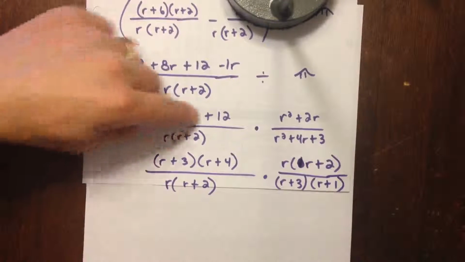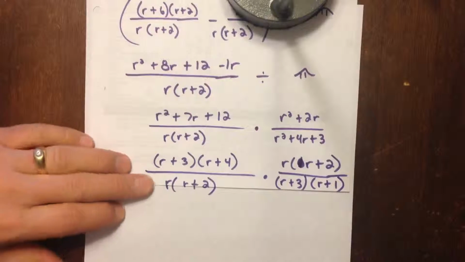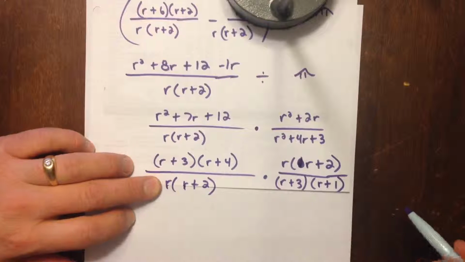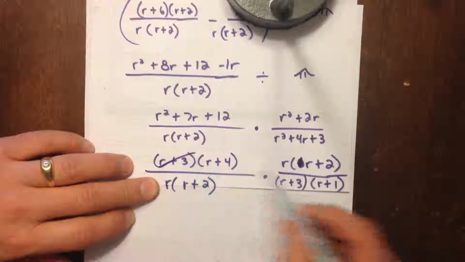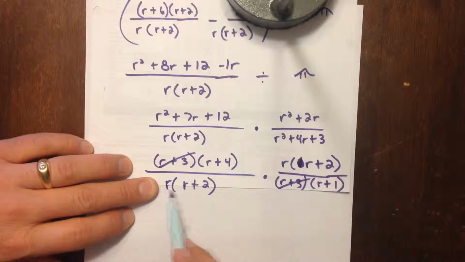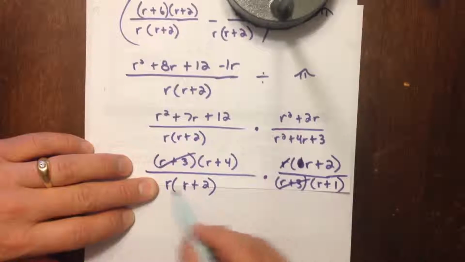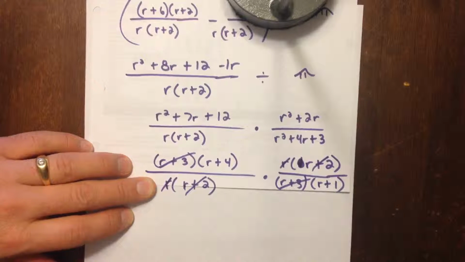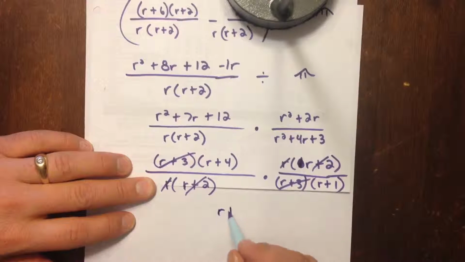So there's actually 3 things you have to factor there. But once you factor them, you see that this r plus 3 and r plus 3 will cancel out. And this is exactly the same. So this r and r cancel out, and this r plus 2 and this r plus 2. So a bunch of stuff cancels out, and we're left with r plus 4 over r plus 1.